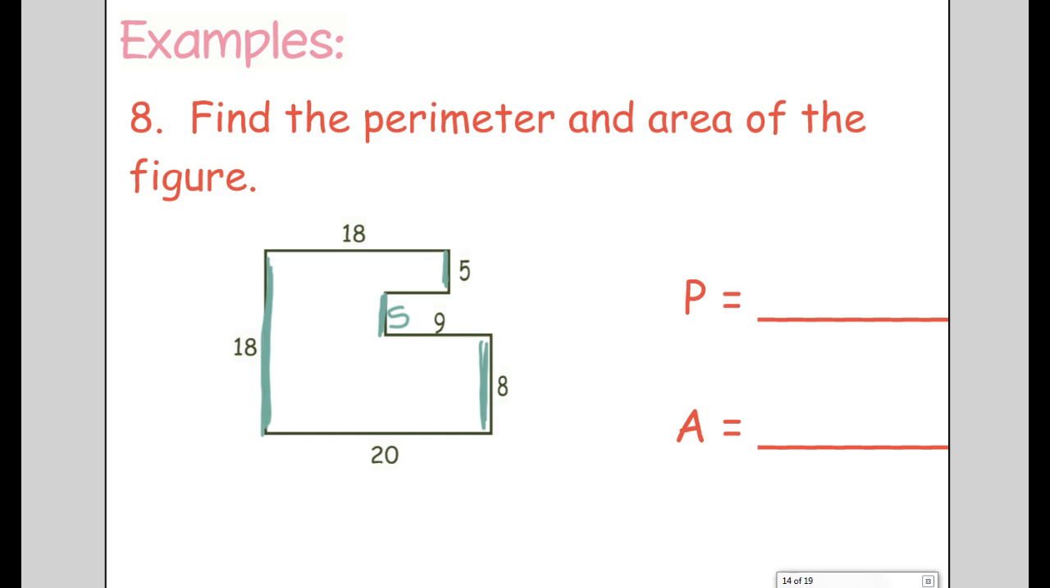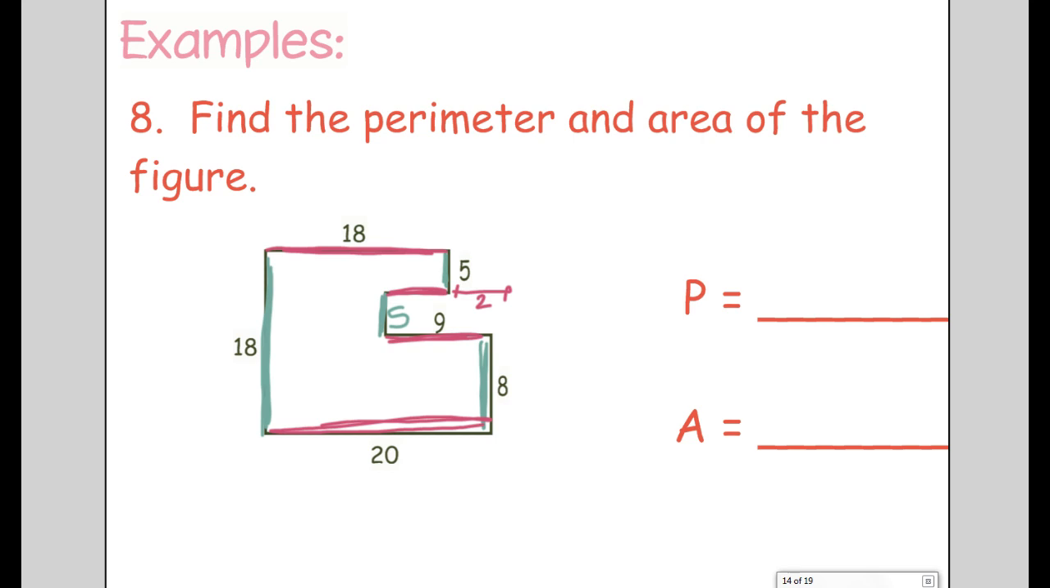Now, the horizontal, this one's a little bit trickier. Are y'all watching? This one's not as clear cut. So I'm going to highlight everything that's horizontal. That one, that one, that one, that one. 20 is the whole side. If I've got 20 and I've used up 18, how many's left? 2. So I know that from here to here is 2. And that's not part of my picture. That's not my perimeter. But I'm just making a note.